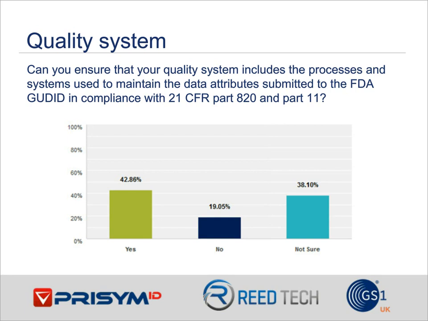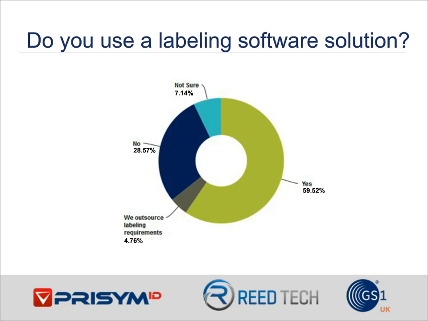We want to go to the next question then? Yeah, we do. It's regarding labeling software solutions, which I'm very familiar with. And you can see in this slide that 29% of the respondents don't have a labeling software solution. Neil, what are your thoughts on that answer, or the way that they framed it up?